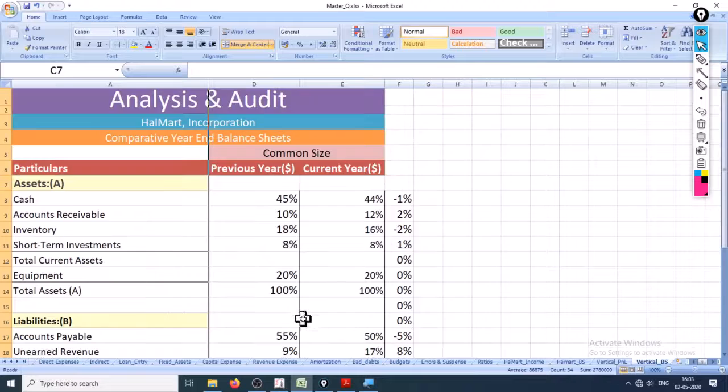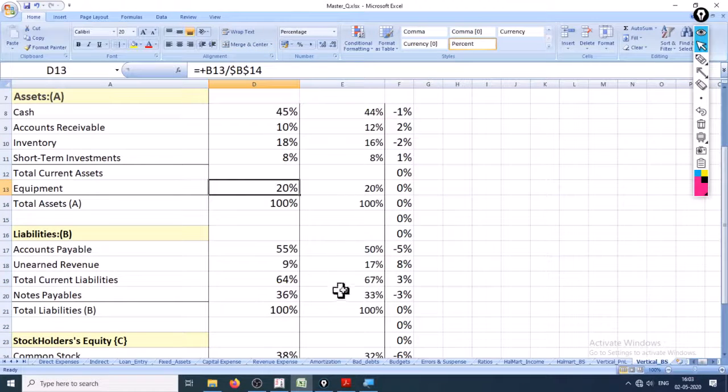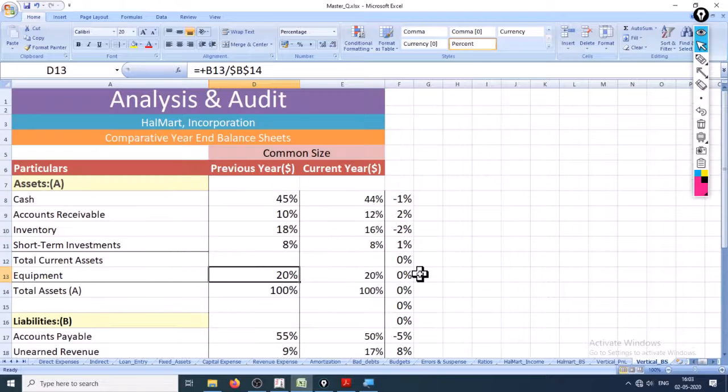Okay, you can hide this, so you can analyze more. So okay, this is how you analyze it. And yeah, we have done the balance sheet. Now you can move on to the P&L account.